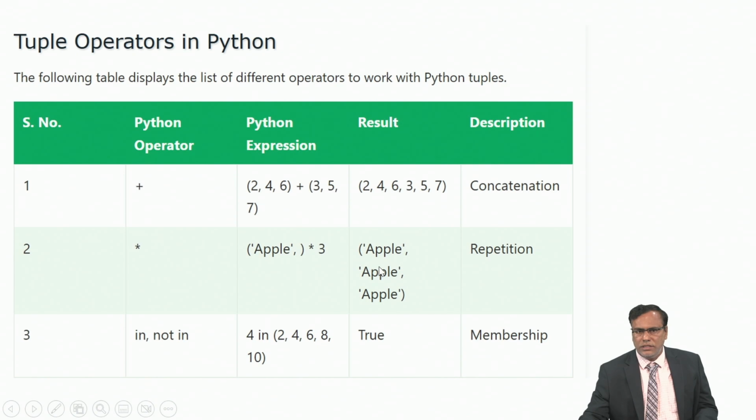And then this is a repetition operator. If you have a single element, you have to use this, and if you want to have the repetition of that same element some number of times, then you can use this star operator.